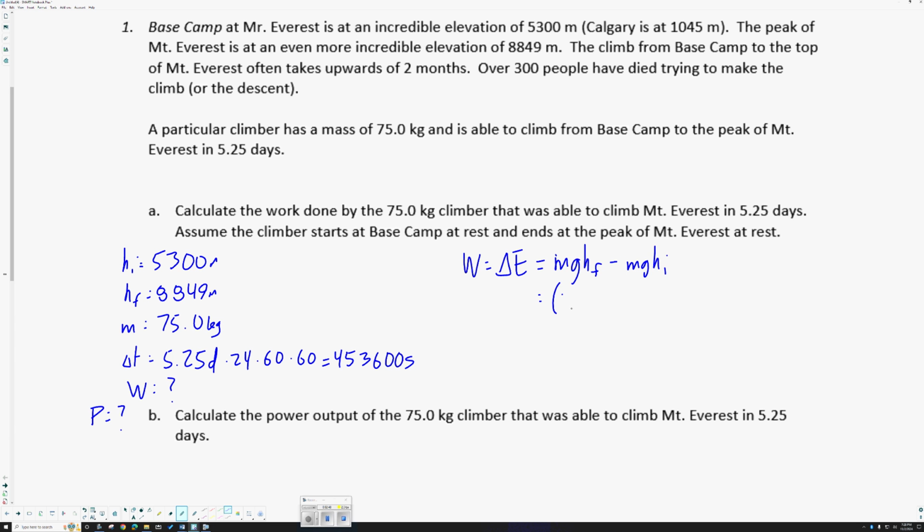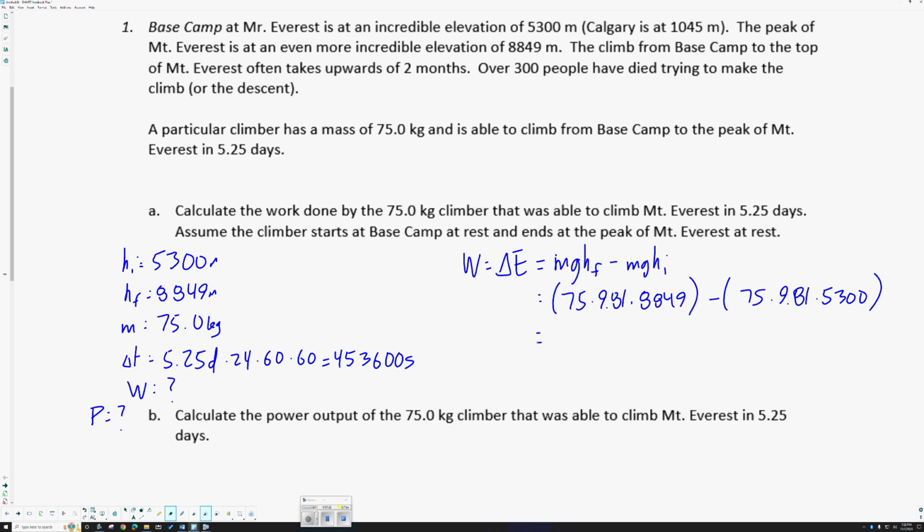So let's sub in our numbers here. 75 times 9.81 times the final height, 8,849. Subtract the mass again, 75 times 9.81 times 5,300. Realistically, gravity is going to be a little bit less than 9.81 as we scale Mount Everest. But that's the number we're going to have to use, close enough. And once again, just like yesterday, we can't cancel the mass. Even though it appears in both terms on the right side, it doesn't appear at all on the left-hand side.